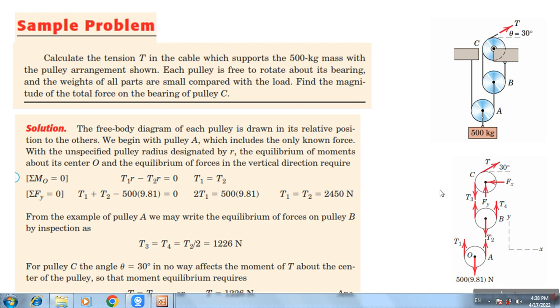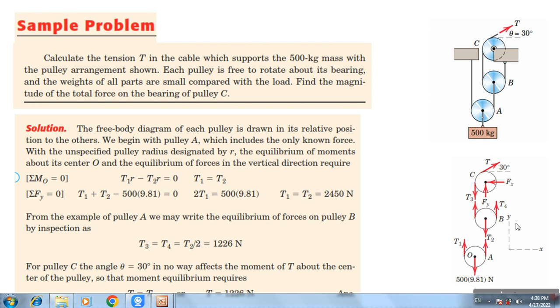And the moment about O, now it is T1 multiplied by the radius, in this direction. So in that direction will be minus T2 multiplied by R equal to 0. In that case, T1 is equal to T2. T1 is equal to T2.